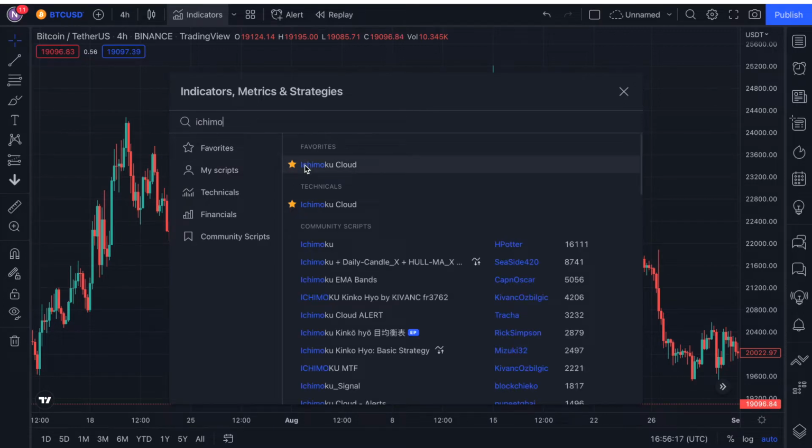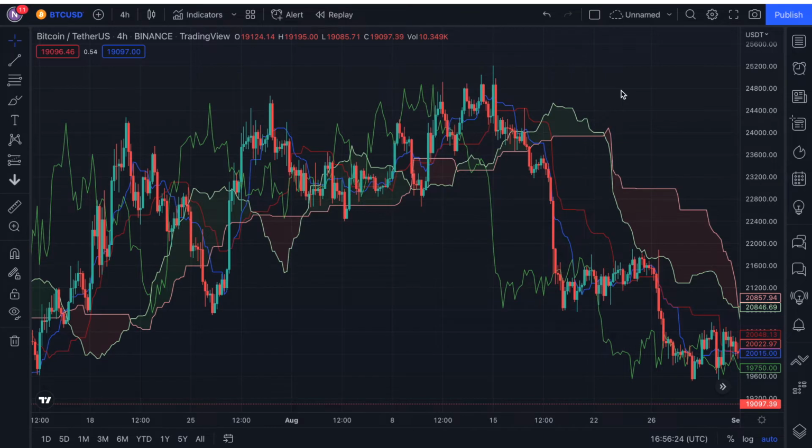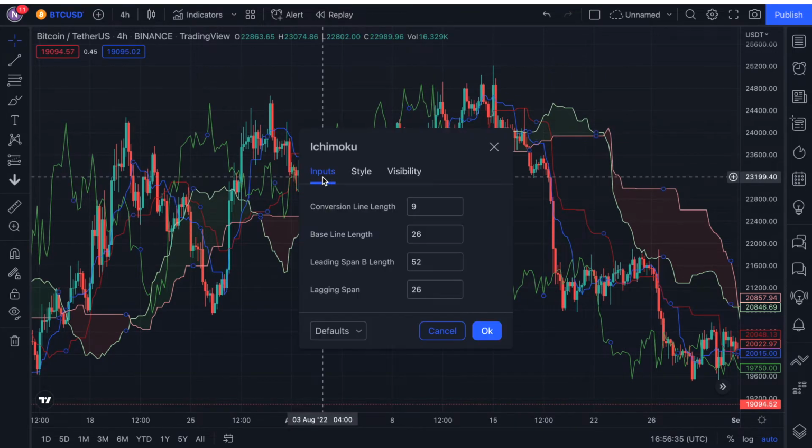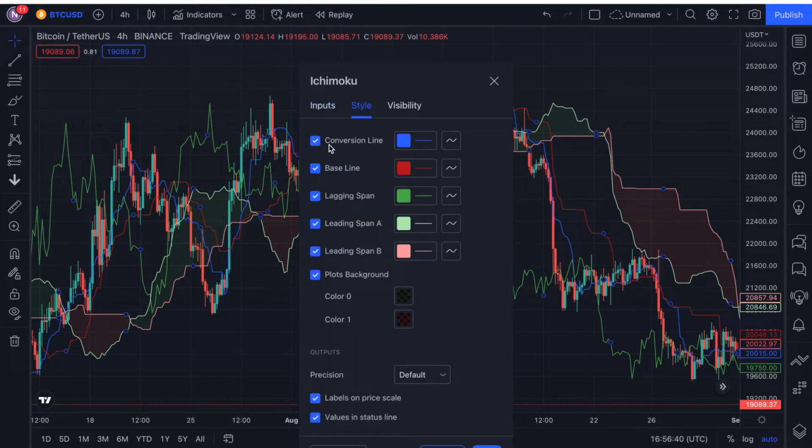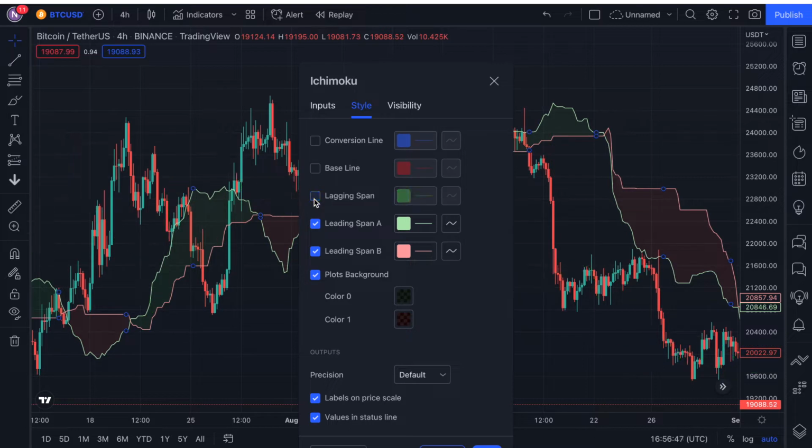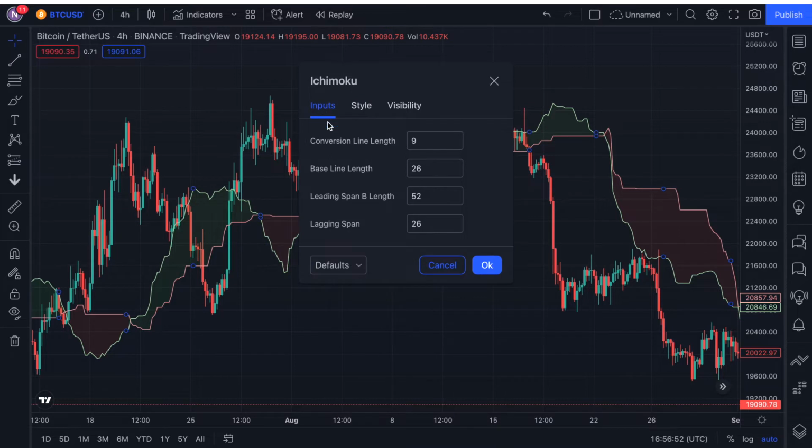Now here I have already put it in my favorites, so double click it, and here it seems too complicated, but we can make it very simple by just going for its setting. Go for style, and we just need leading span A and leading span B. The rest can be unticked. Baseline can be removed, lagging span can also be removed. The rest can be used, and in inputs you can put lagging span to 1.